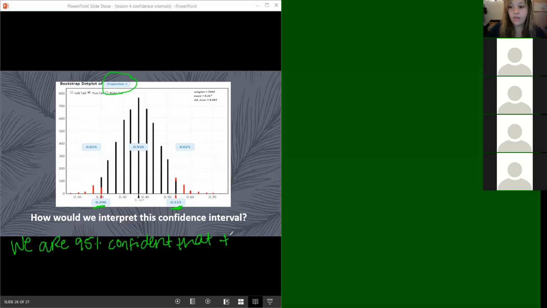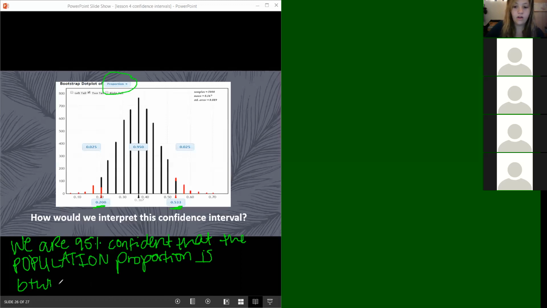So the population proportion is between our two numbers, 0.200 and 0.533. We don't have a specific variable that was going on here, so we could just say population proportion because we do know that much. So that is how we would interpret it. Does that make sense to everybody?